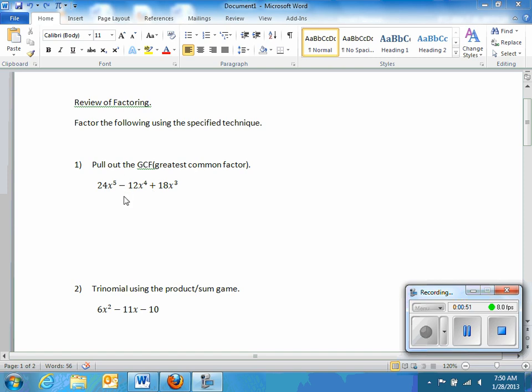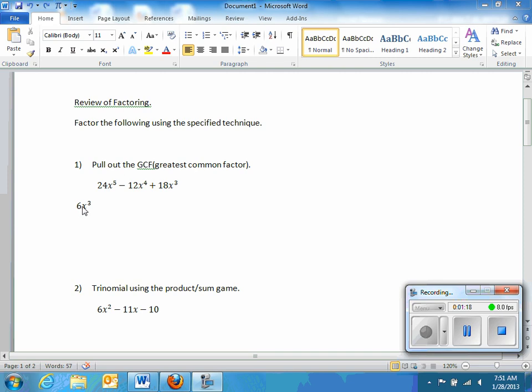The first thing we have to do is determine what is the GCF, the greatest common factor of these 3 terms. What we're doing there is trying to figure out what's the largest thing that will divide these 3 terms. The answer is going to be 6x to the third. 6 divides 24, negative 12, and 18 evenly, and x to the third divides x to the fifth, x to the fourth, x to the third evenly.